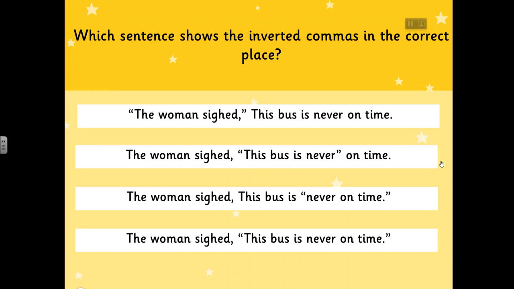Once again, I'll read the sentence and you find the one that is the correct punctuation. The woman sighed. "This bus is never on time." Pause the video and have a go. The woman sighed. "This bus is never on time." Sighed is the synonym for said, and each of those words is followed by a comma.